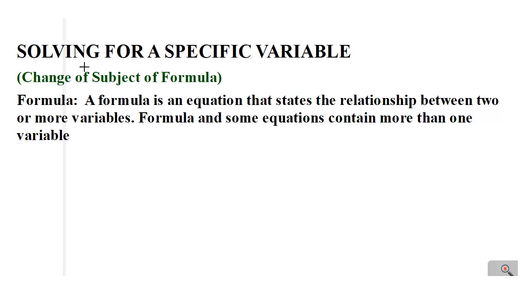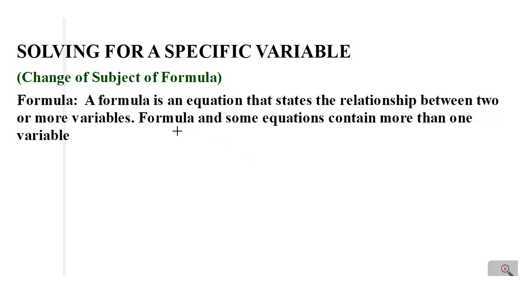So in this video, we are looking at solving for a specific variable. Solving for a specific variable basically means change of subject of formula. When we say change of subject of formula, we are talking about making a certain variable the subject of the formula. And if a variable is being made the subject of formula, it is expected that the variable does not reappear in the equation again.